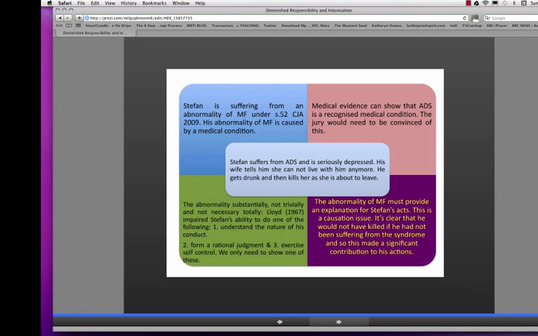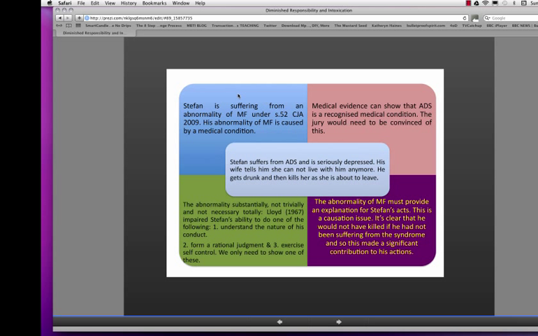Now take a look at a brief way to show you how to structure your answer based on that very short scenario. So Stefan suffers from ADS and is seriously depressed. His wife tells him she can't live with him anymore. He gets drunk and then kills her as she's about to leave.